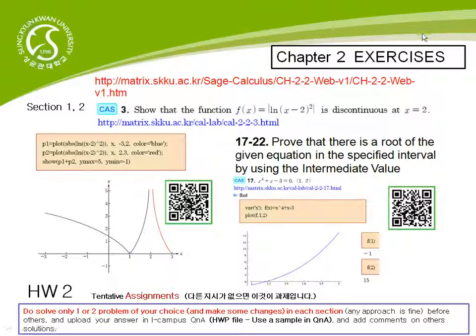So, tomorrow we're going to cover section 2.2 to wrap up chapter 2. So, you may look over the exercise problems at the end of chapter 2 here and try to solve one or two problems of your choice in each section and upload them in Q&A and then make corrections for each other to finalize the solution. That's your homework to do on chapter 2.